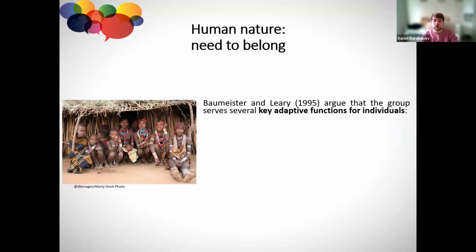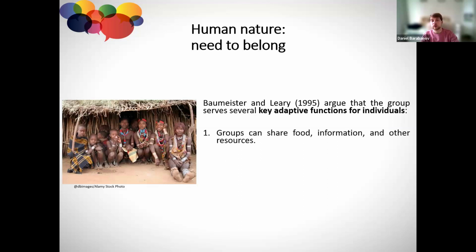Baumeister and his colleague Leary suppose that belonging to a certain group of people, evolutionarily speaking, had key adaptive functions for any individual within those groups. So groups can share food, information, and other resources, right? So the chances to survive with a group of people are much higher.